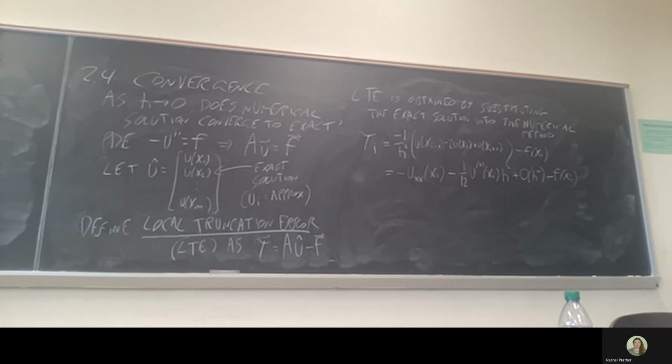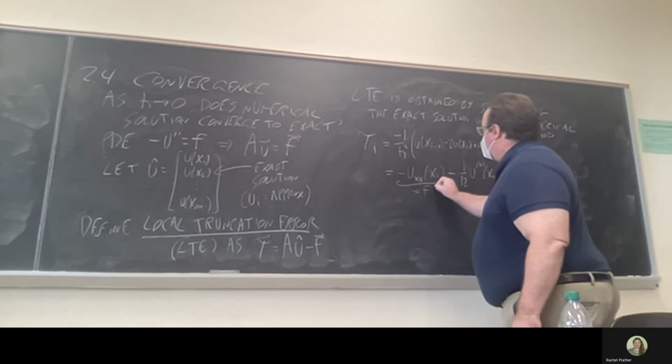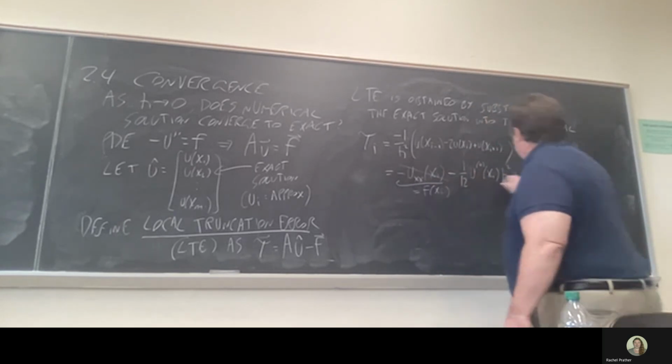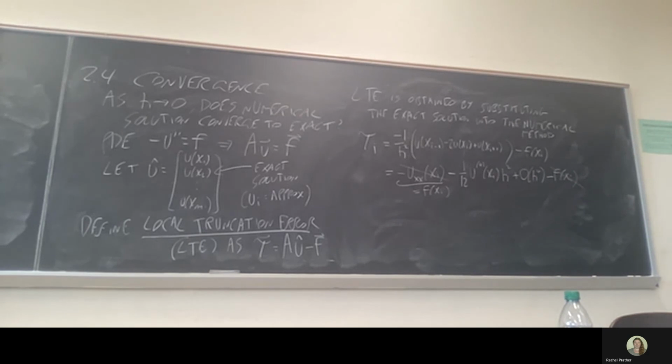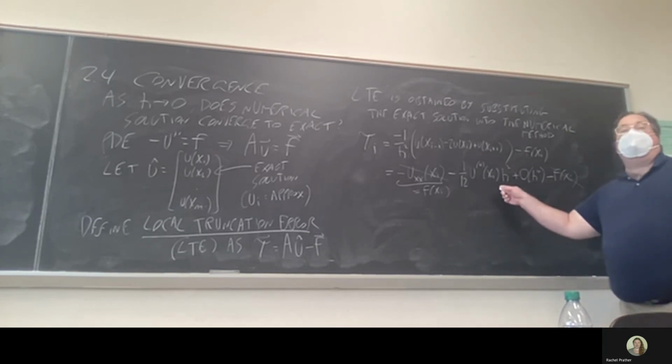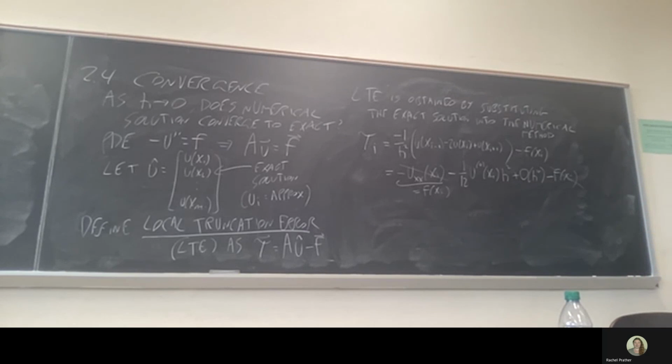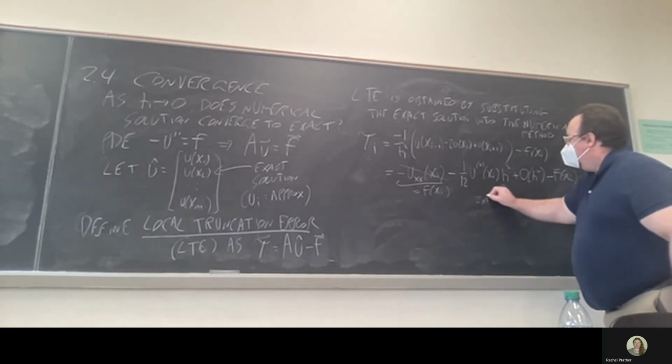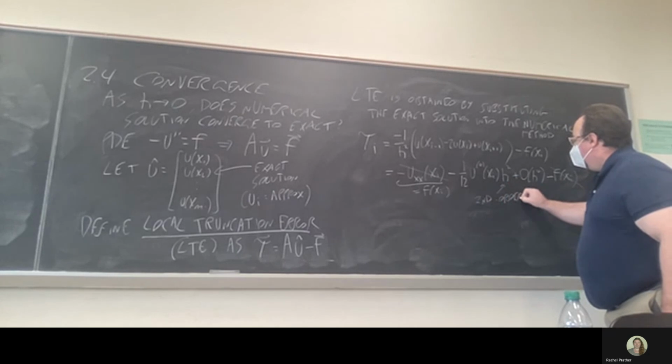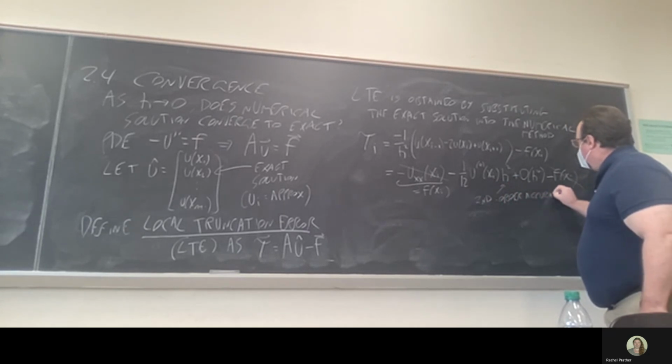But the thing is, u is the exact solution. Minus uxx is equal to f, since it equals f of xi, these terms cancel. So what we can see is that the local truncation error is order h squared. So because of this, the scheme is second order accurate. And at least locally, the local truncation error is of that magnitude.